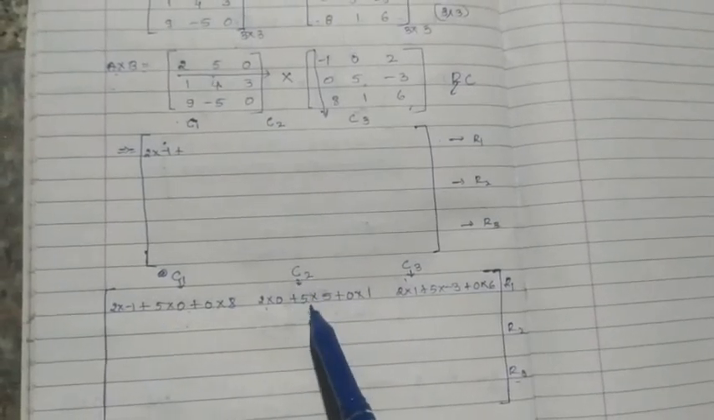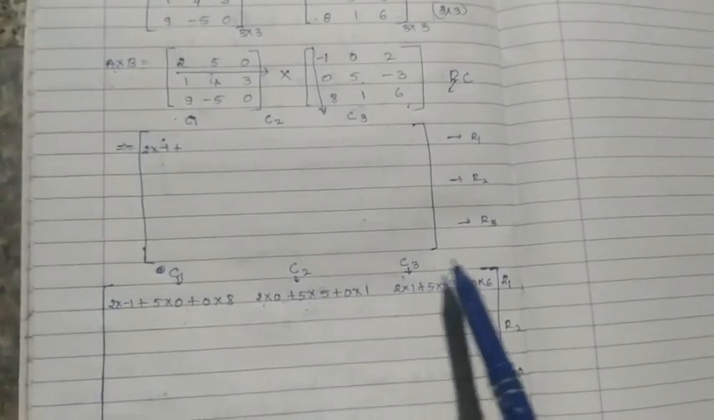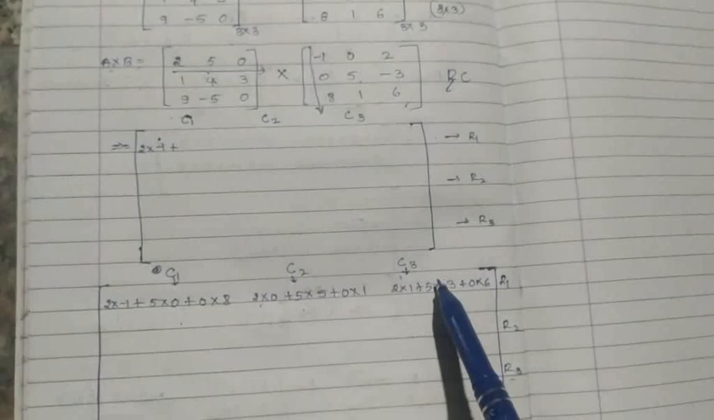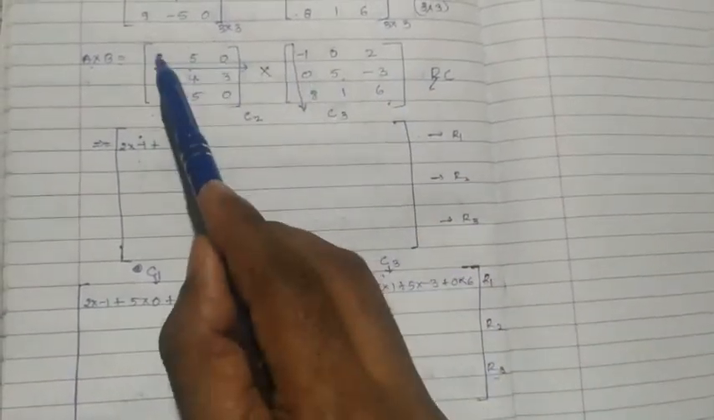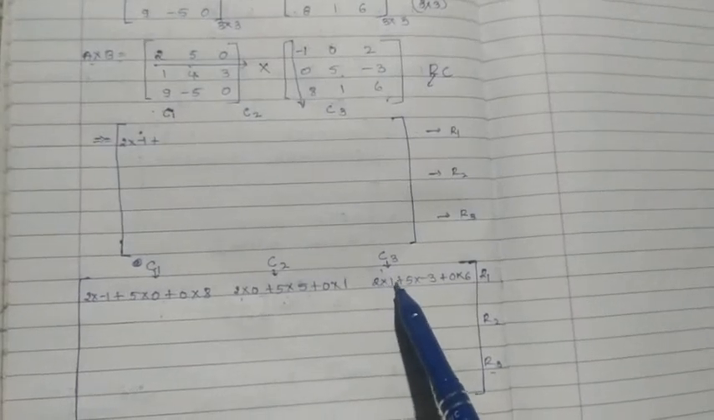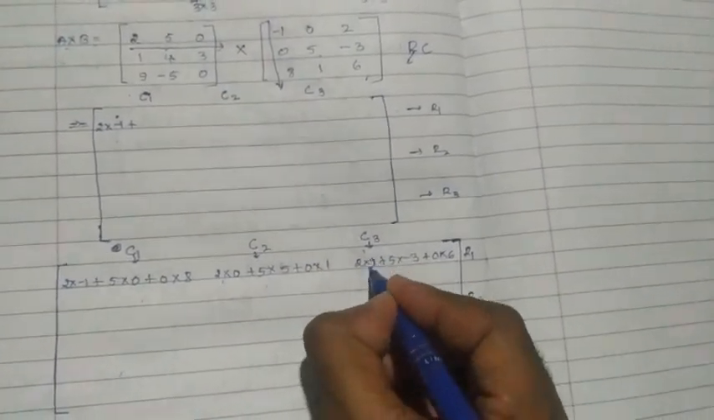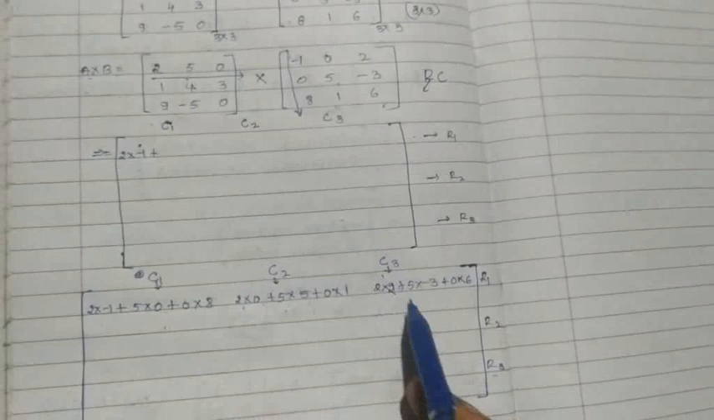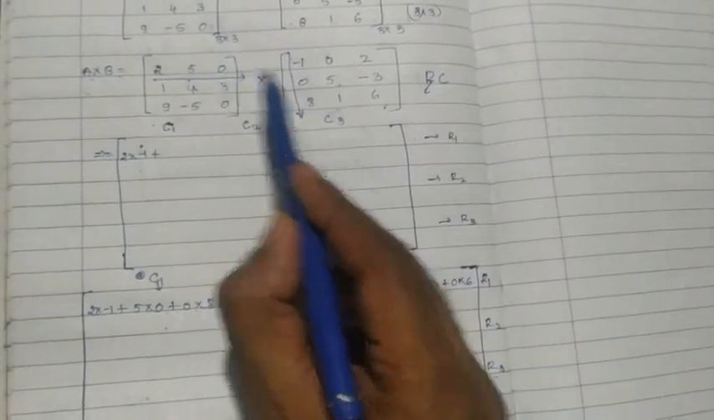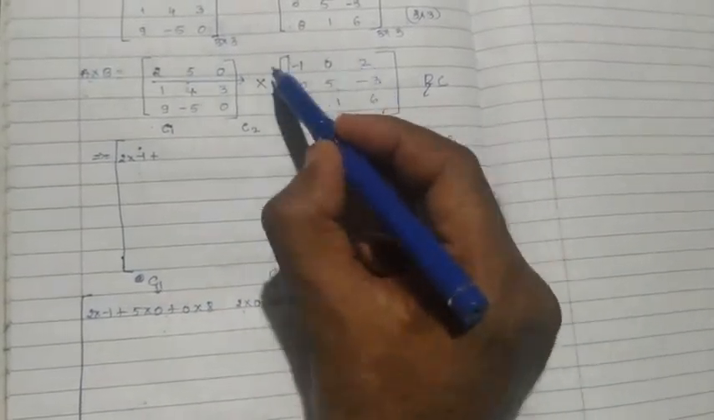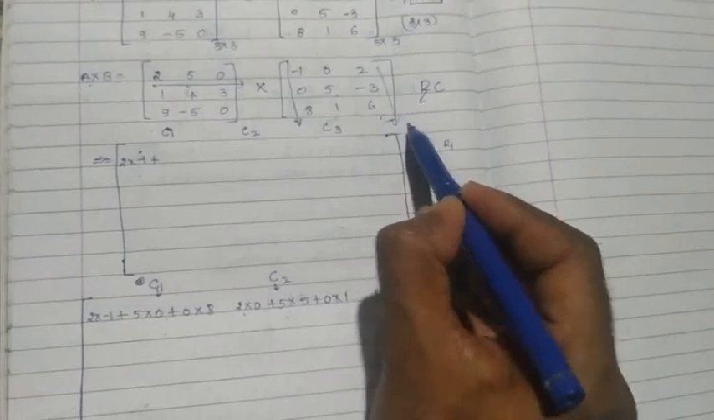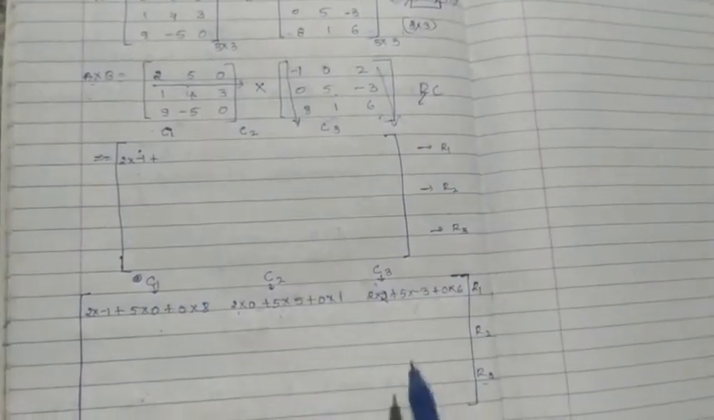Look, the second column entries are in the first row. When we say first row, all those elements should appear in the first row. Got it? First row, third column, that is 2 into 2. I'm sorry, this is 2 into 2, not 2 into 1. Okay, 2 into 2. Next elements plus 5 into minus 3 plus 0 into 6. This is the first row, third column element. Got it? So like that we have to do.